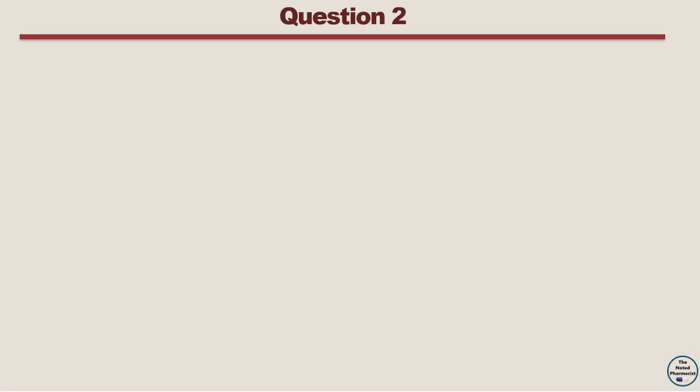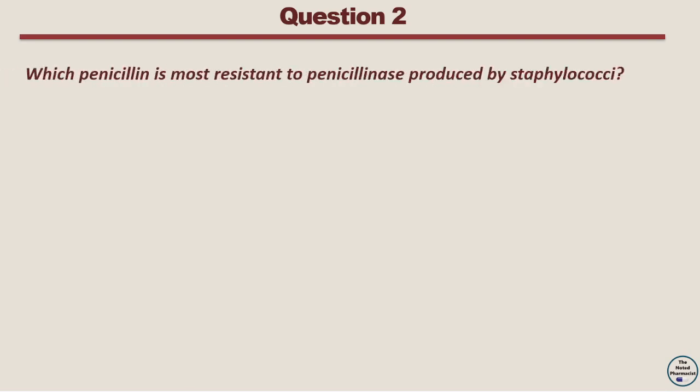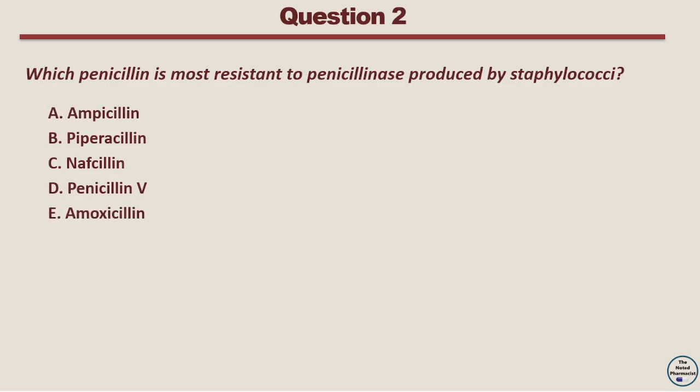Question 2. Which penicillin is most resistant to penicillinase produced by Staphylococcus? Option A. Ampicillin. Option B. Piperacillin. Option C. Nafcillin. Option D. Penicillin V. Option E. Amoxicillin.